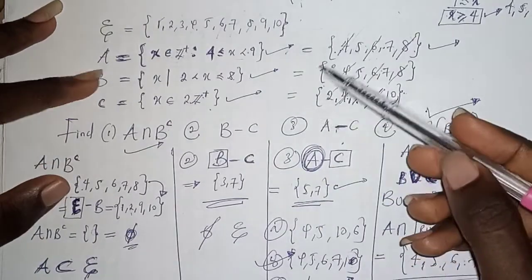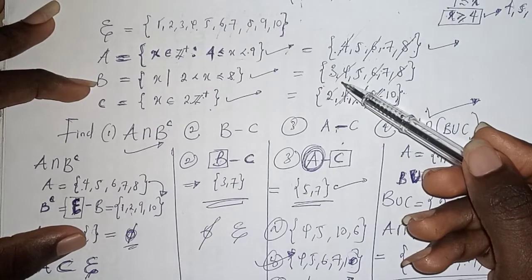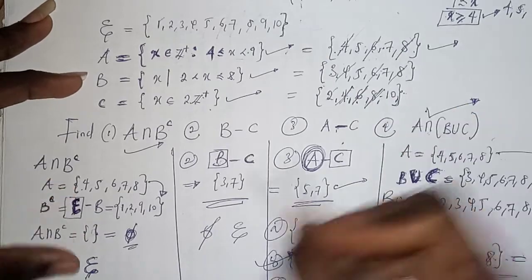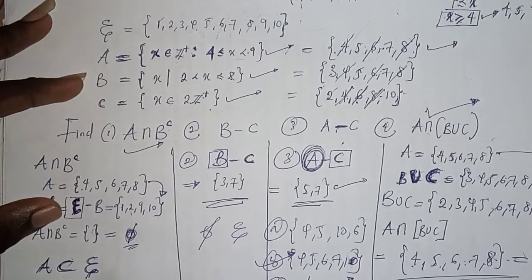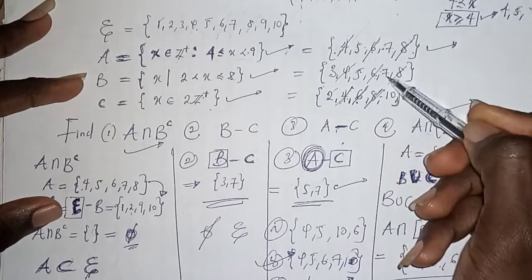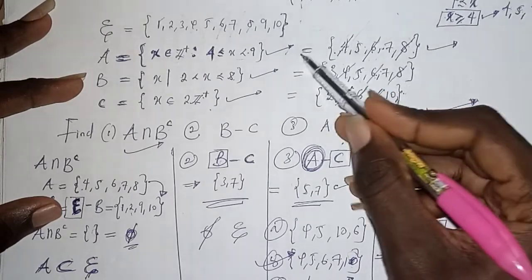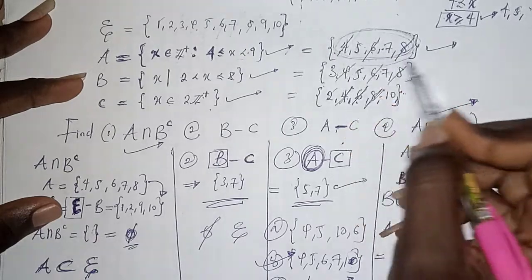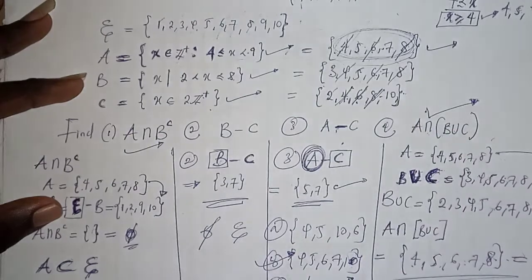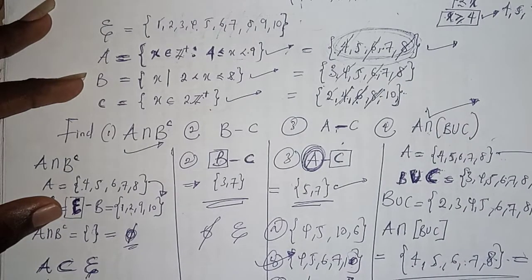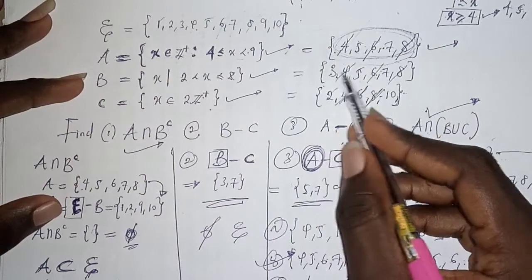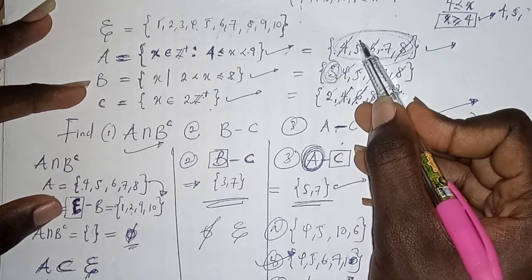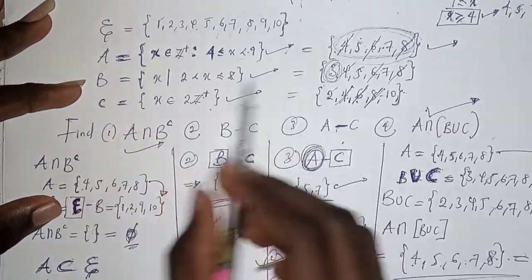What if I ask, can I say A is a proper subset of B? That is, all the members that I have must be inside another one. Yes, I can say A is a proper subset of B. It is allowed. 4 is there, 5 is there, 6 is there, 7 is there, 8 is there. If the full set of elements you have in A is in another set, then I can easily tell you that A is a proper subset of the other set, which is B. And in this case, there exists 3 that is not in A. Hence, we say that A is a proper subset of B.